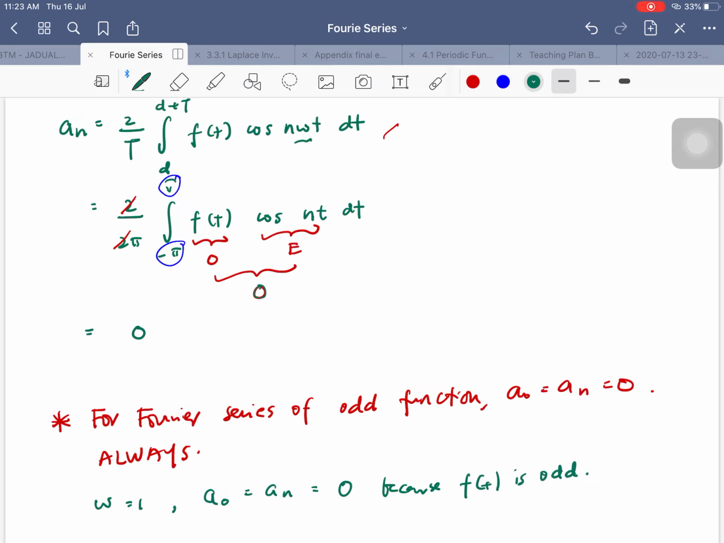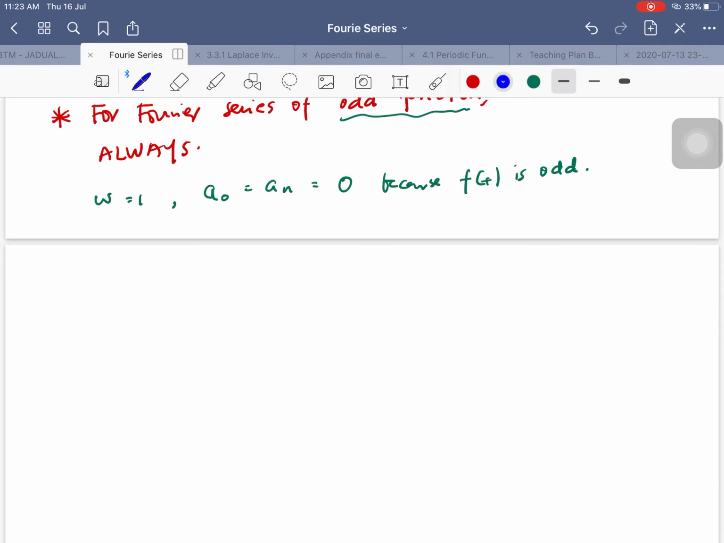So now you're done. Meaning that when you have an odd function, all you have to do is calculate the other Fourier coefficient, which is going to be Bn. So now let's start our calculation for Bn. Alright, so Bn is going to be given by 2 over T, the integral from d until d plus T of the function f of t. The formula is going to be sine of n omega t dt.